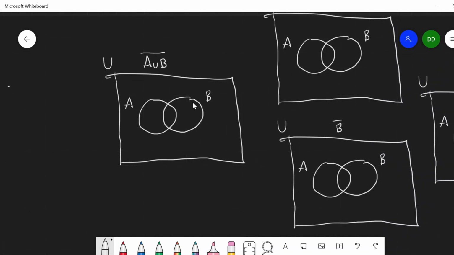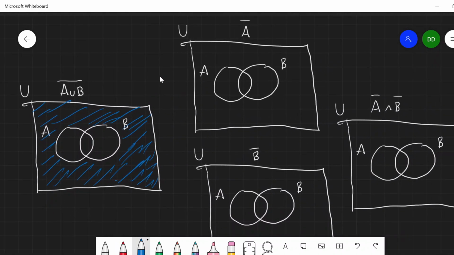So A union B complement. A union B is everything that's in A or in B, so it's everything that's in both of these circles. So A union B complement is everything outside of both of the circles. I'll use blue for this. So it's all of this stuff, everything in the universal set that's not in either A or B. So that's A union B complement.